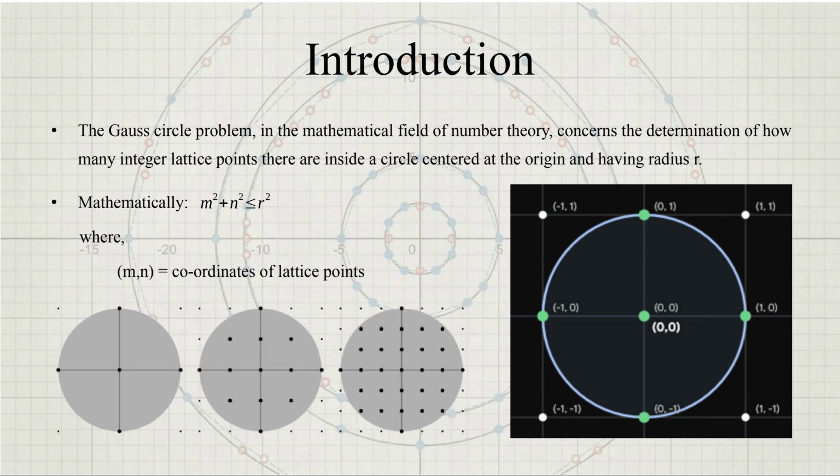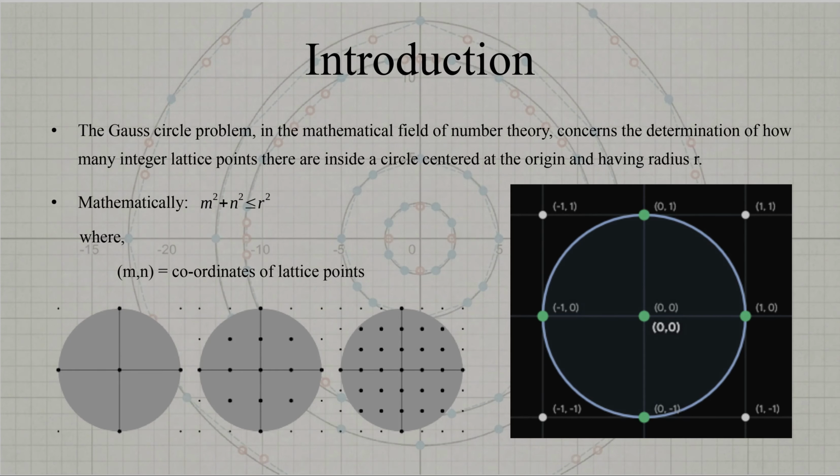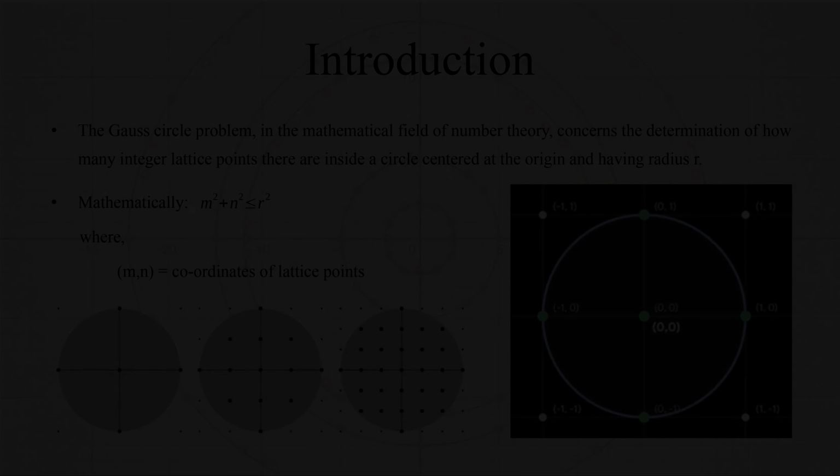The Gauss Circle Problem originates in the mathematical field of number theory. The core question is wonderfully simple. If you draw a circle centered at the origin with a radius of r, how many integer lattice points fall inside or exactly on the boundary of that circle? Mathematically, we are looking for the number of coordinates m and n that satisfy the inequality m squared plus n squared is less than or equal to r squared.